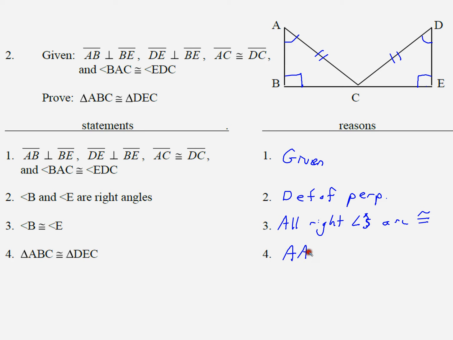It's two angles and a non-included side. And those are two proofs of how to prove triangles congruent. You can work on that next worksheet. I believe I wanted you to do 1 through 9 or something like that.